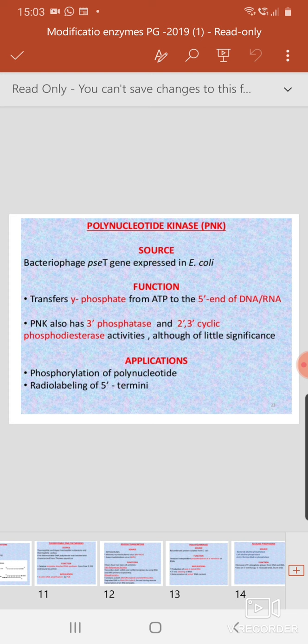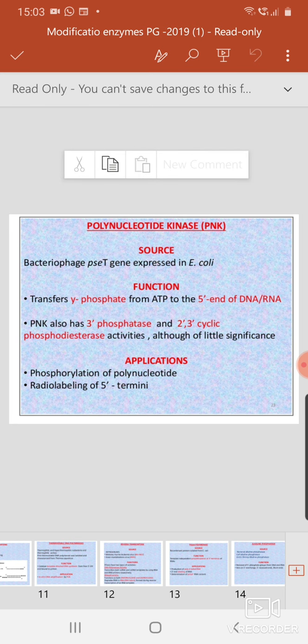PNK, polynucleotide kinase, also has 3' phosphatase and 2',3' cyclic phosphodiesterase activity, although of little significance, so that has not been our main focus. Application is phosphorylation of polynucleotides, radio labeling of the 5' terminal.